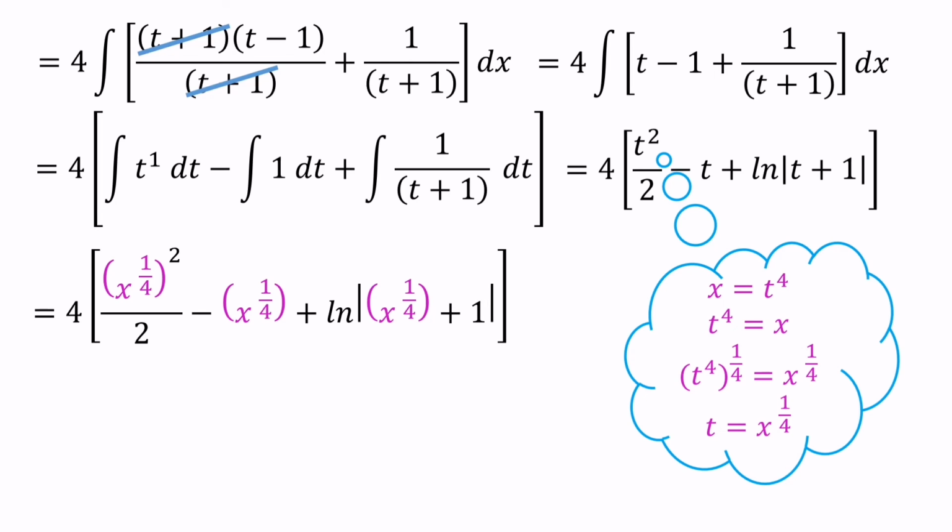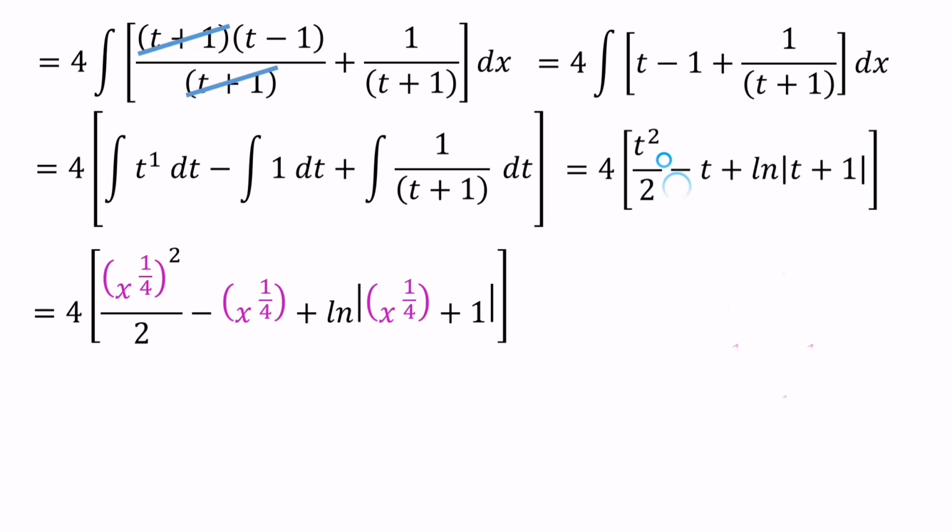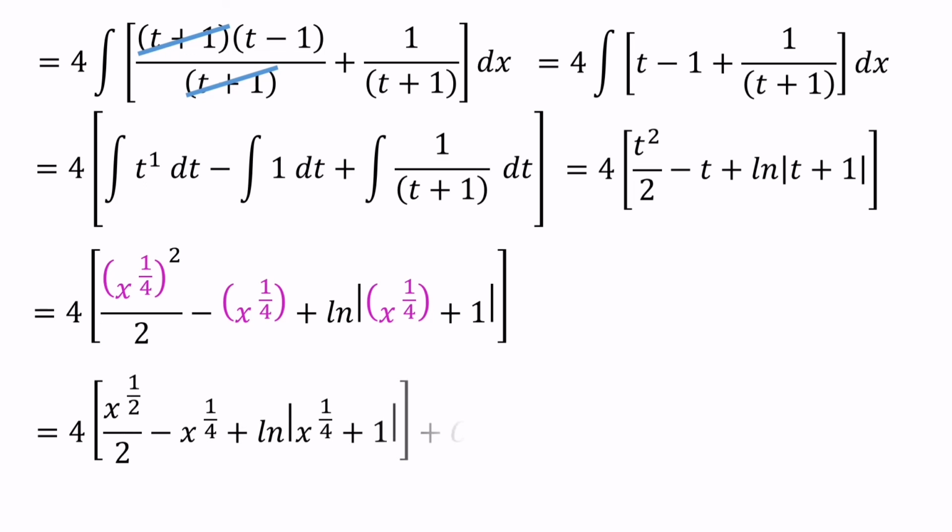So we get the final answer as 4 times x to the power of half divided by 2 minus x to the power of 1 over 4 plus ln modulus x to the power of 1 over 4 plus 1, plus c. Here c is an arbitrary constant.